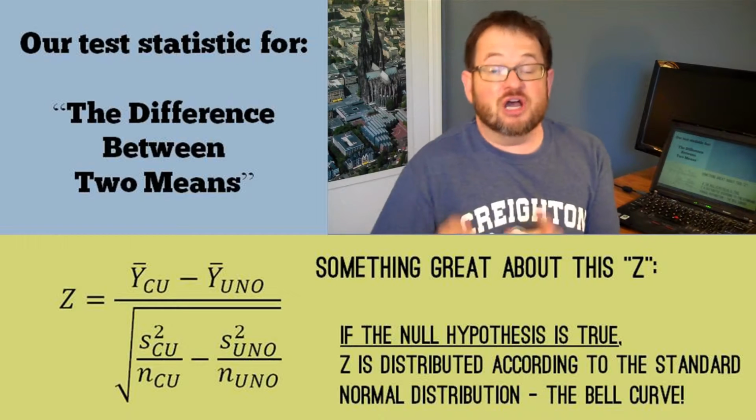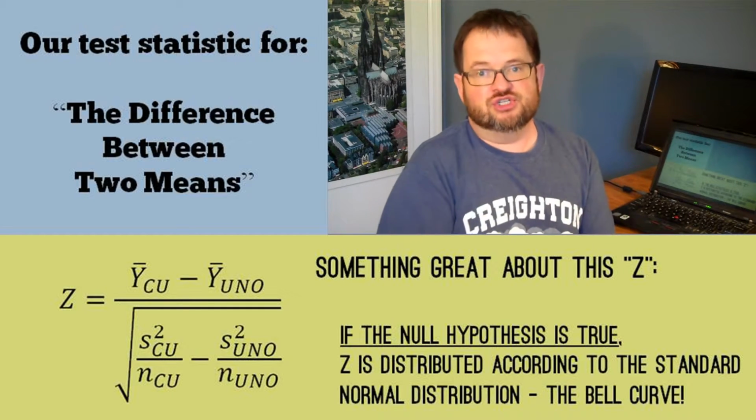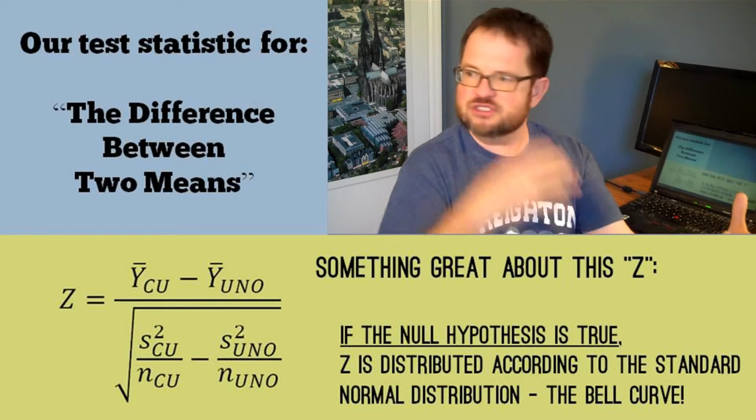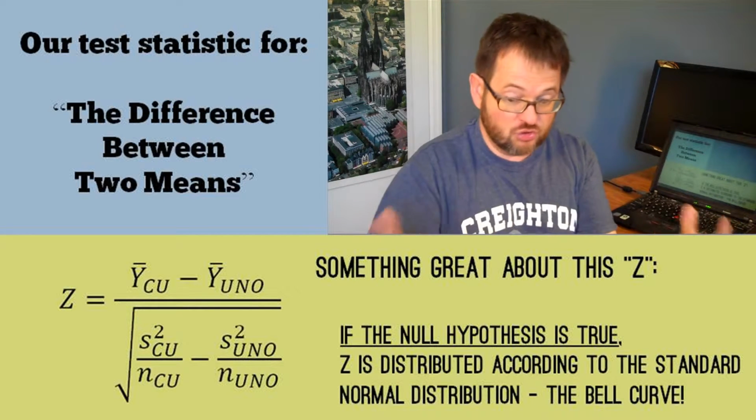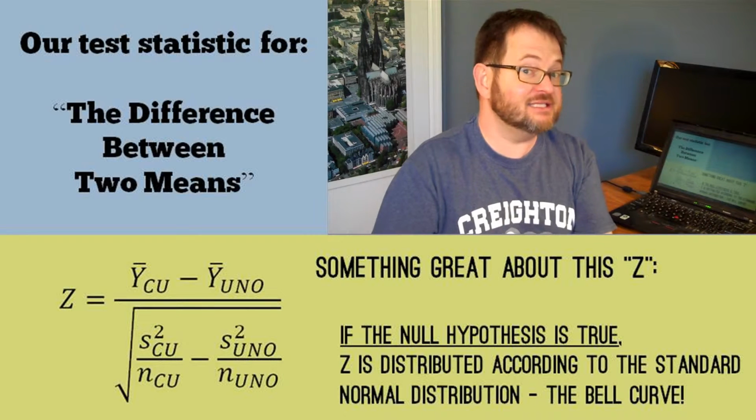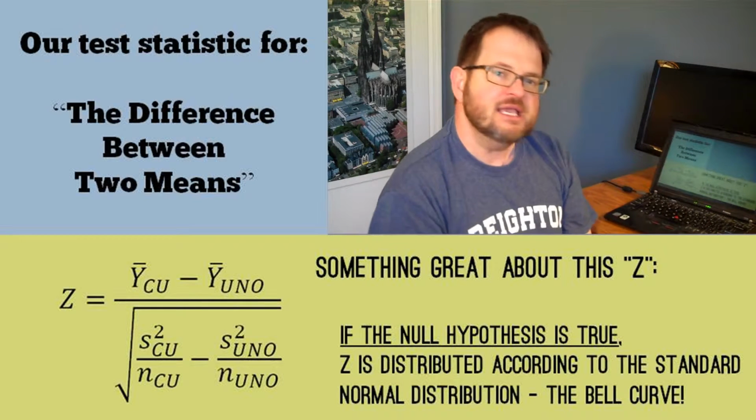Z is a measure of how different two averages are, like the average height of a Creighton student and the average height of a UNO student. This is going to be a measure of how different they are, and if they're too different, we can't keep our null hypothesis that the means are actually the same.